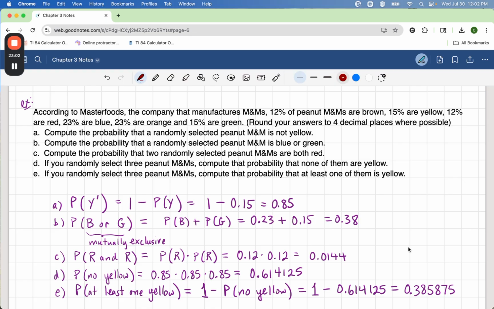At least one yellow is the complement to no yellows. So for part E, when it says what's the probability that at least one of them is yellow, take your answer for part D and subtract it from 1. So the probability of at least one yellow is 1 minus the probability that there's no yellow. So 1 minus 0.614125 is 0.385875. And there you go.